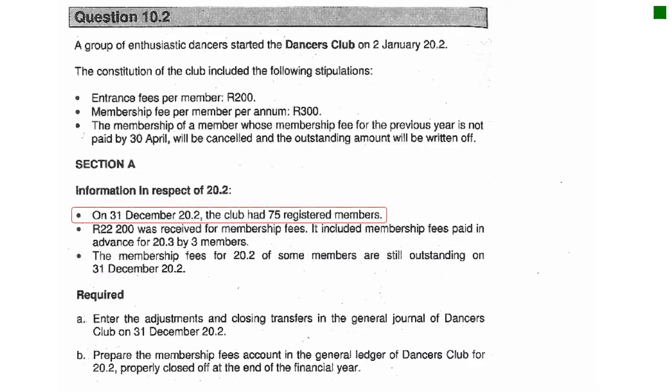So the next thing we're going to look at is it tells us on the 31st December the club had 75 registered members. We're going to use that information to work out what is the income that we actually earned for the year. So we have 75 members who are supposed to pay 300 Rand each. That will be our income for the year.